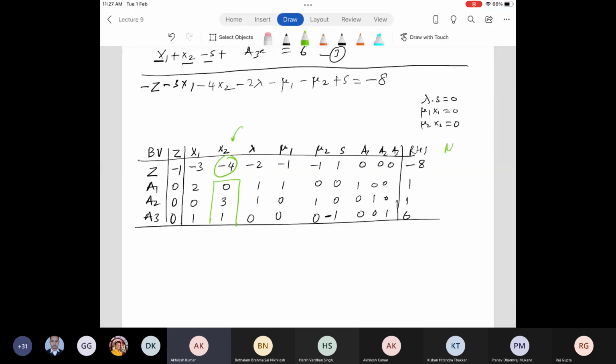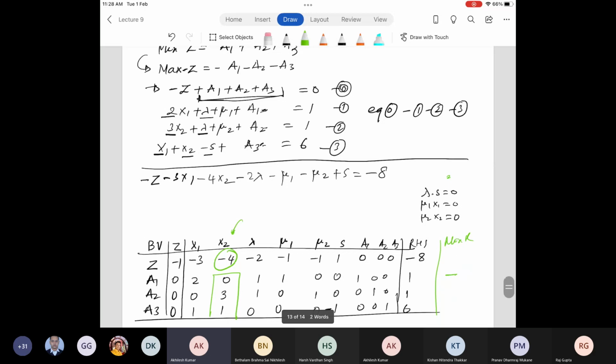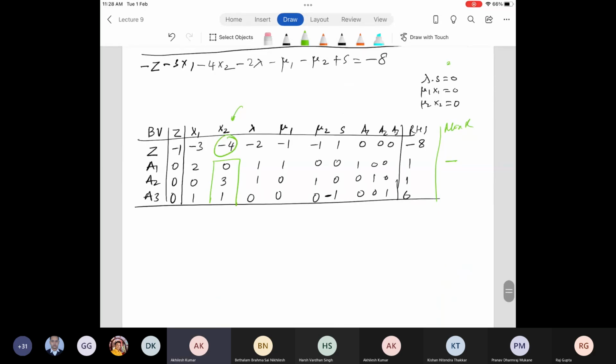Let's try to take the minimum ratio. So 1 by 0 is not possible. 1 by 3 is 1 by 3. And 6 by 1 is 6. So minimum ratio is, so A2 will leave the basis. Okay, A2 will leave and X2 will enter the basis.